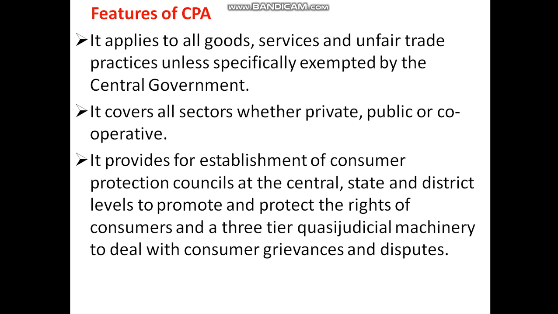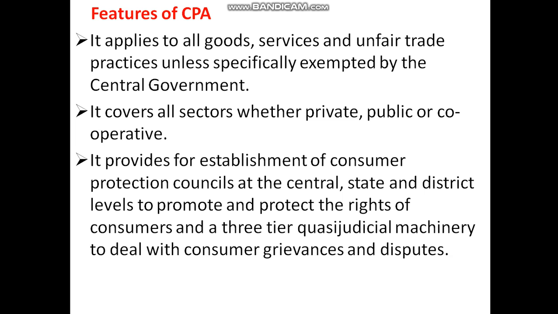The first feature is that it applies to all goods. This act applies to all goods, services, and unfair trade practices. Unfair means not good practices. Unless specifically exempted by the central government, those goods and services are exempted. All other goods, services, and unfair trade practices come under this act. It covers all sectors, whether private, public, or corporate.